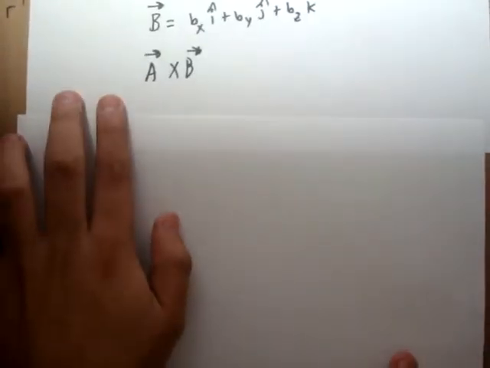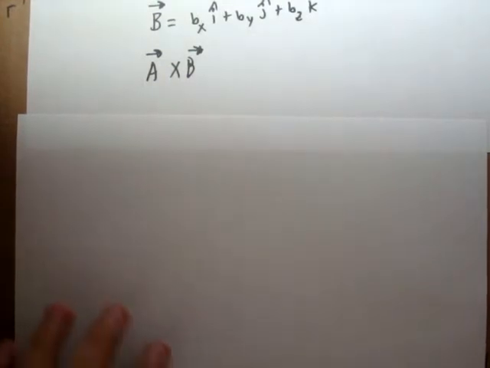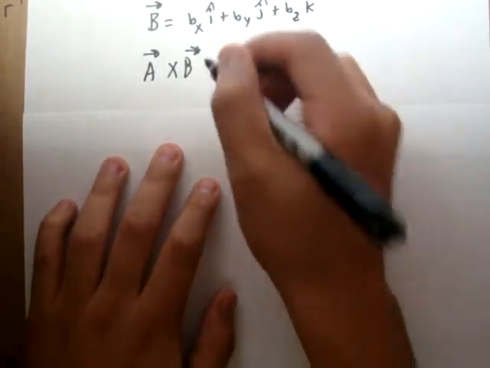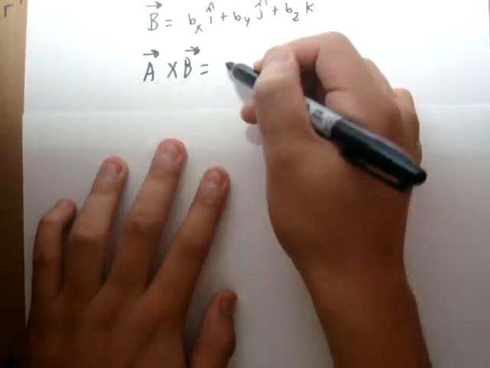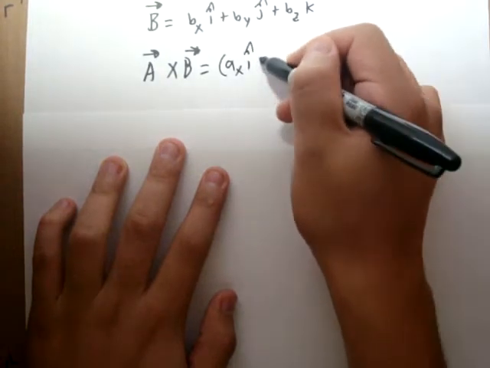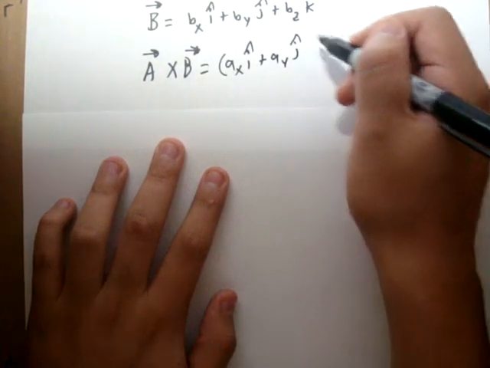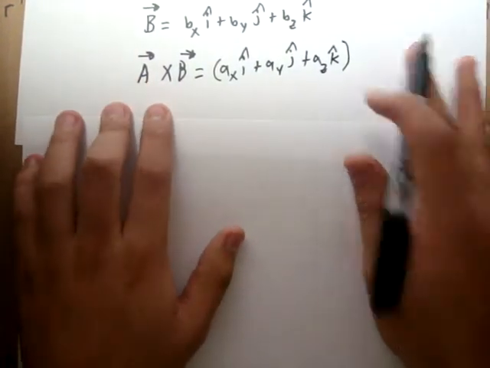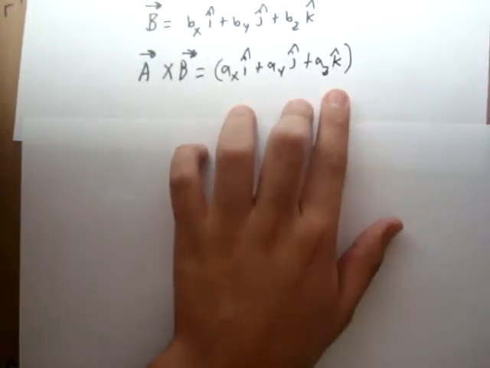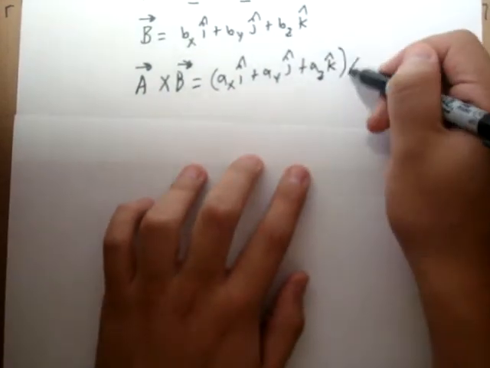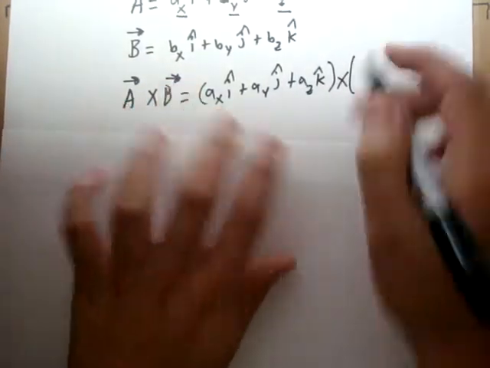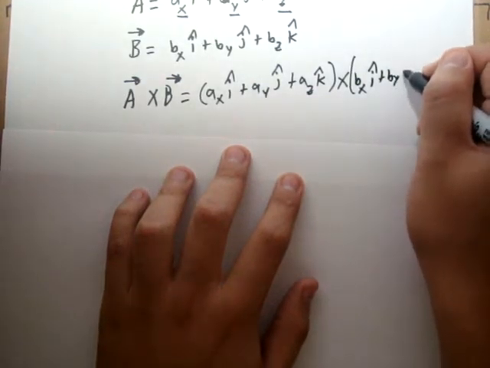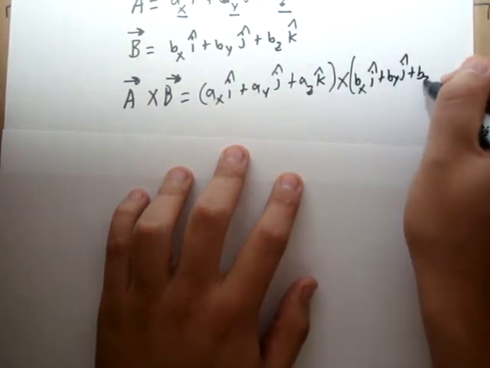So A cross product B. Oh, sorry, it's cross product. I always get confused with the scalar product. So A cross product B equals, we're going to substitute what A was: Ax i caret plus Ay j caret plus Az k caret. We call them caret because of their notation, the little hat on their head. And this is going to be multiplied, the cross product, times the following: Bx i caret plus By j caret plus Bz k caret.